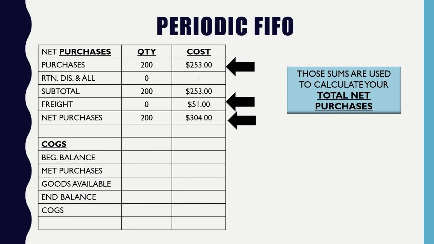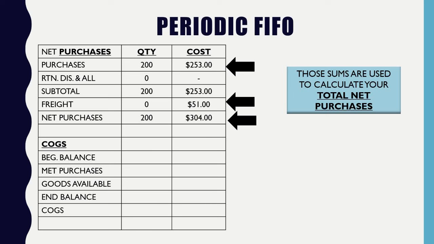items or toys did I purchase? In this case, I purchased a total of 200 toys at $253, right, without the freight. Okay? For this assumption, I'm going to teach you this where we're not going to have any returns or any allowances or any discounts.